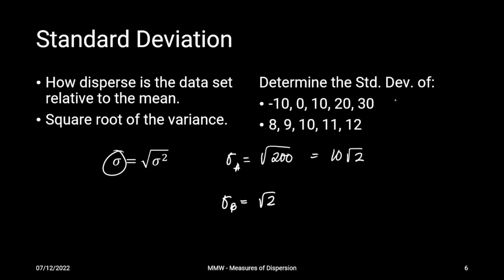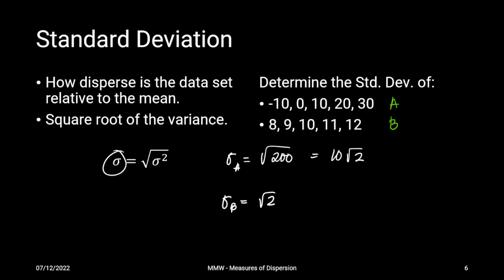This is dataset A, this is dataset B. Okay? So, yun yung mga pwede nating ma-infer from the different measures of dispersion that we have. Okay? So, that's for measures of dispersion for ungrouped data.